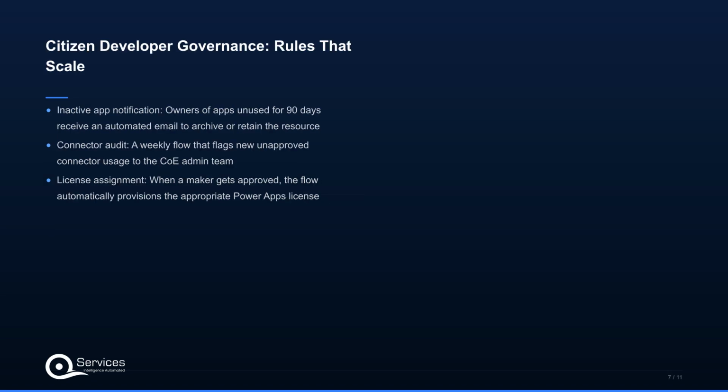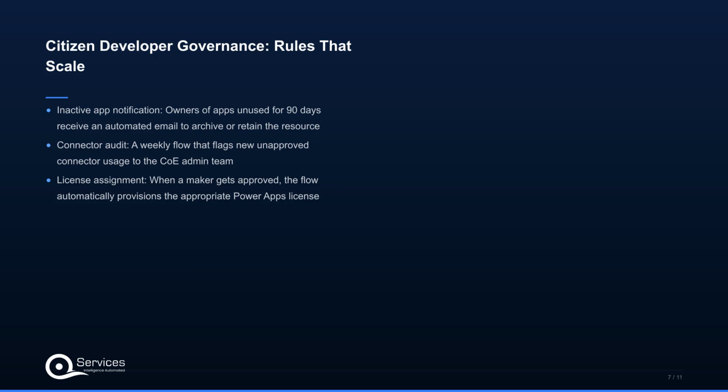Now, Citizen Developer Governance, rules that scale. Citizen Developer Governance is the hardest part of a Power Platform COE. The goal is letting business users build useful things without creating technical debt or compliance gaps. Getting that balance right requires specific mechanisms, not just a policy document on a SharePoint site.